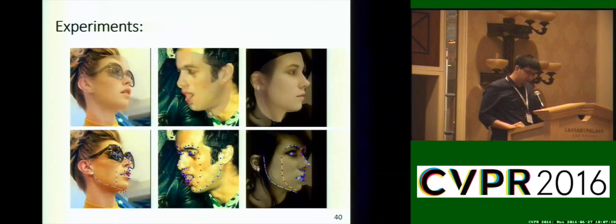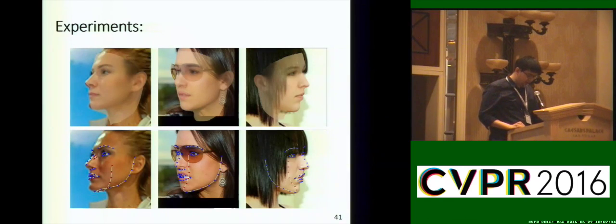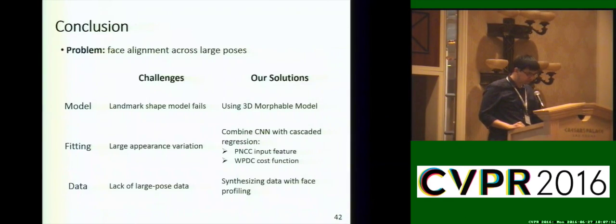Here are some examples of fitting results. We can see that our method can well handle profile views. In conclusion, to solve the problem of face alignment across large poses, we propose to fit 3D-MM instead of detecting landmarks. Then we seek to cascade CNN to finish the 3D-MM fitting task. And finally, we propose a face profiling method to synthesize large scales of data to train our CNN.